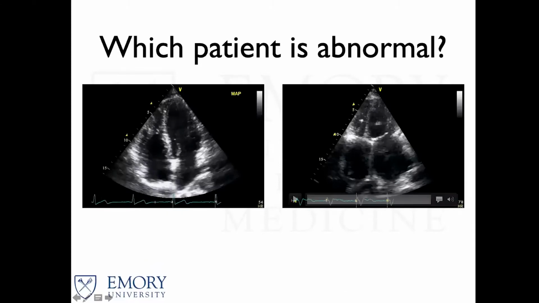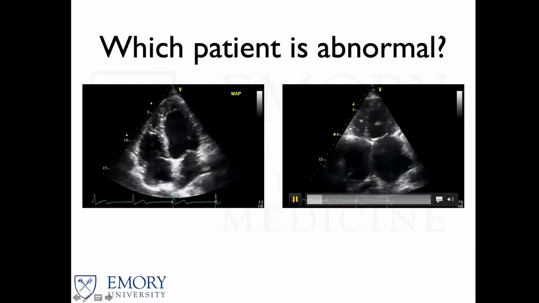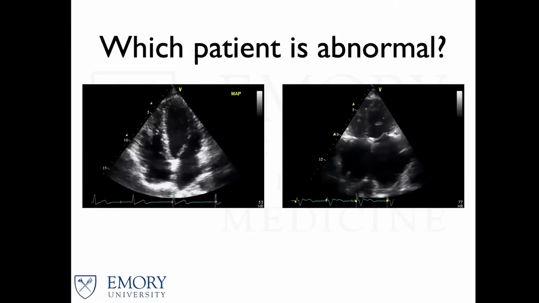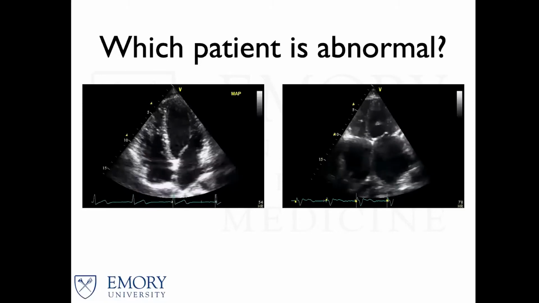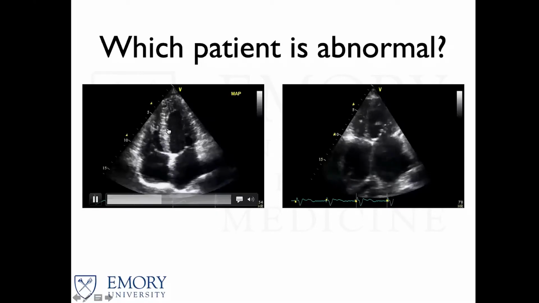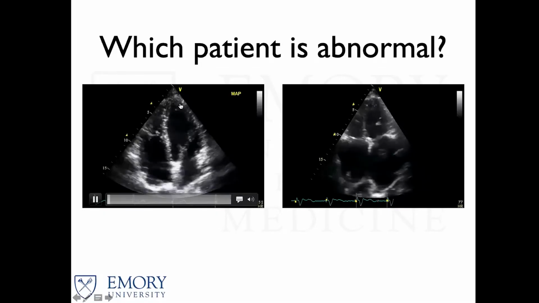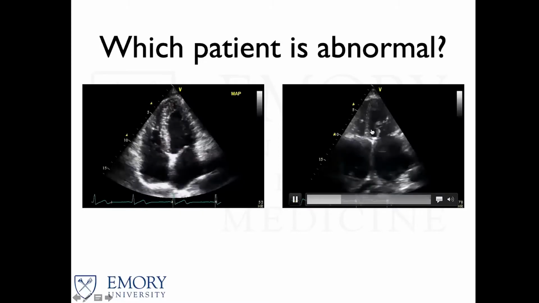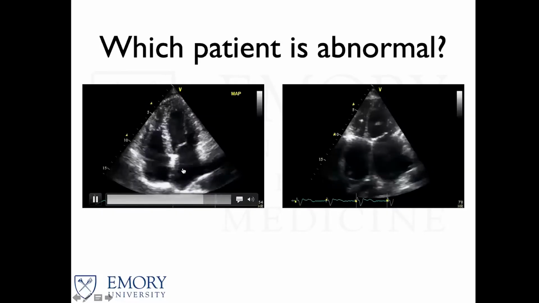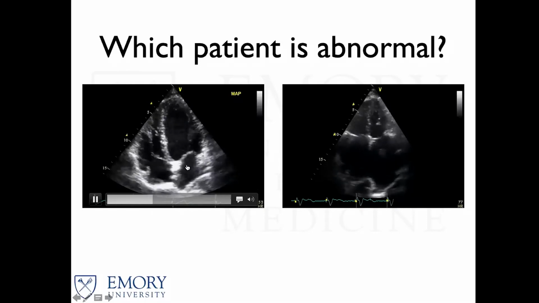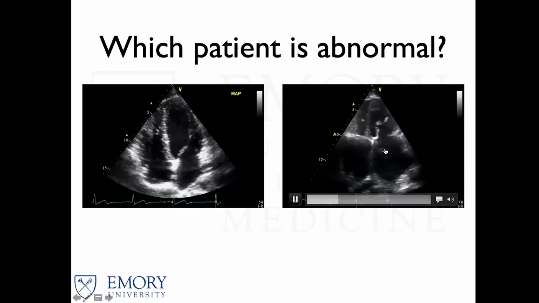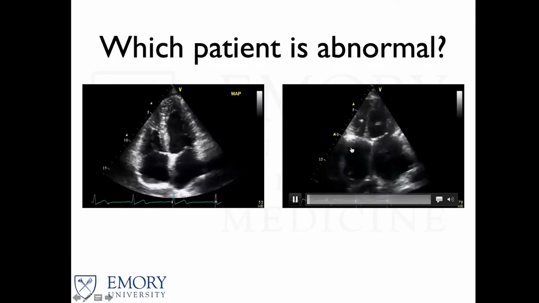So let's take a look here, no tissue Doppler. Let's take a look at these two patients and try to figure out which patient is normal, which patient is abnormal. So here, both these patients have a normal left ventricle size. This patient has a small normal left atrium. This person has a giant left atrium. So already we're cued in to the fact that this patient is probably abnormal.